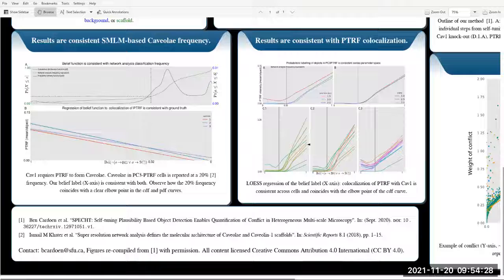We also see that the correlation with PTOF, which is required for the formation, increases with our label, also suggesting that what we're detecting are actually Caveolae. And you do see that if we do a low smoothing, that inflection point coincides with that frequency inflection point, suggesting that we're actually quite accurate.